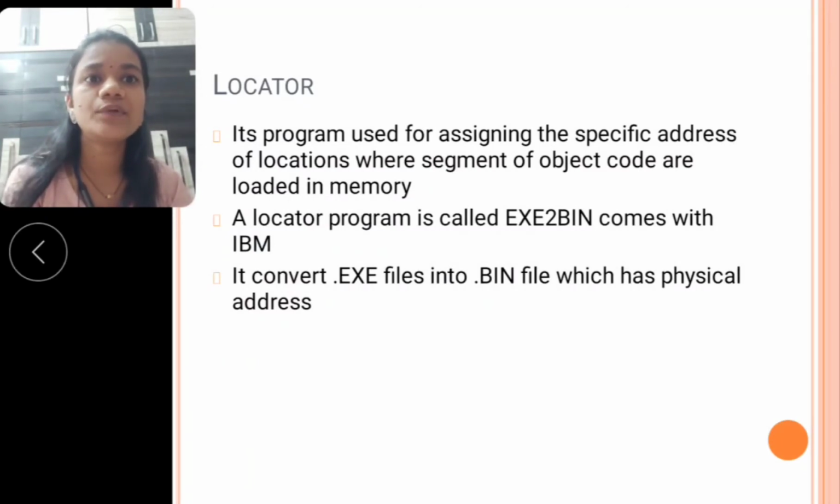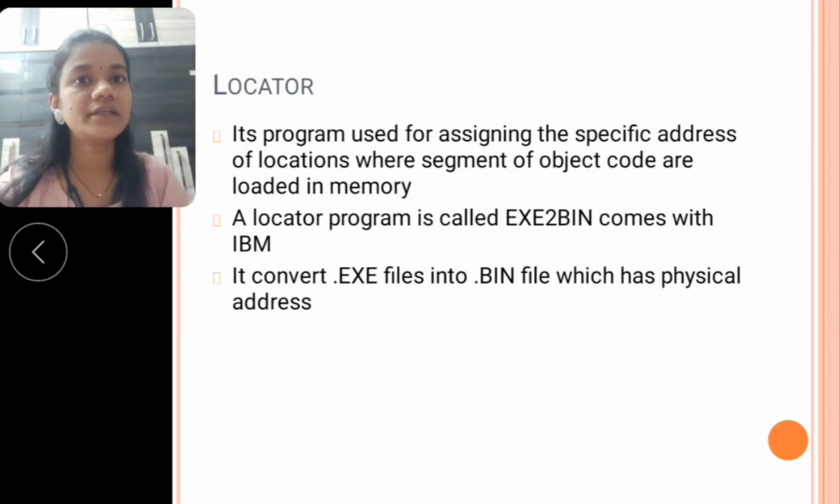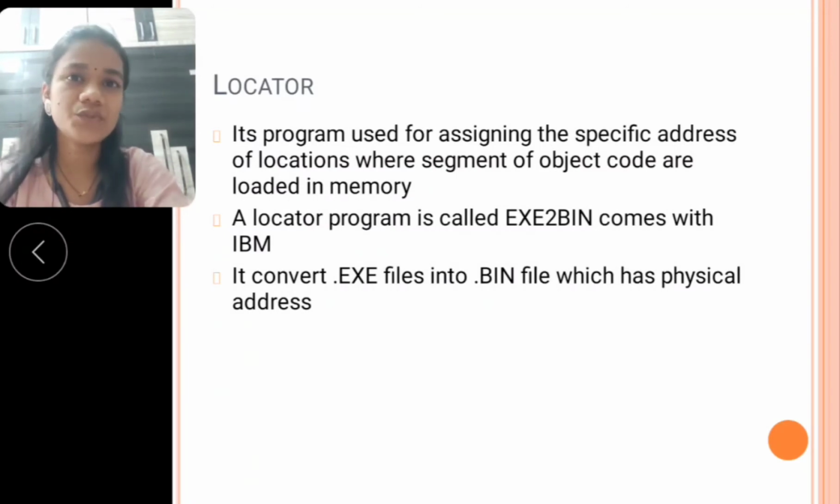A locator program is called exe2bin, which comes with IBM. It converts a .exe file into a .bin file. So what is the extension of the locator output? This is .bin. Whatever file is produced by the linker, that is the .exe extension, is converted into a .bin file which has a physical address. So it is all about the locator.